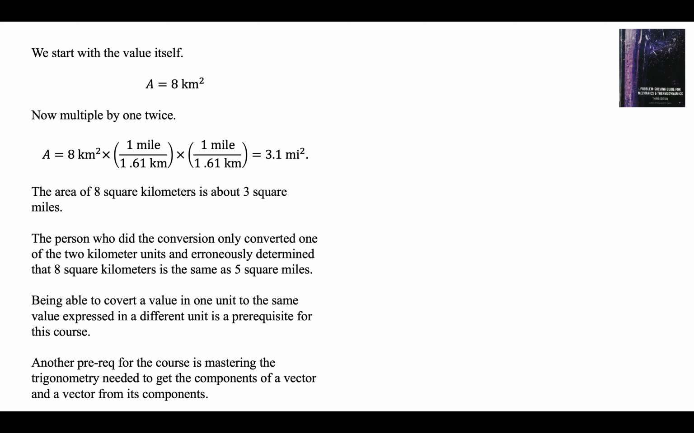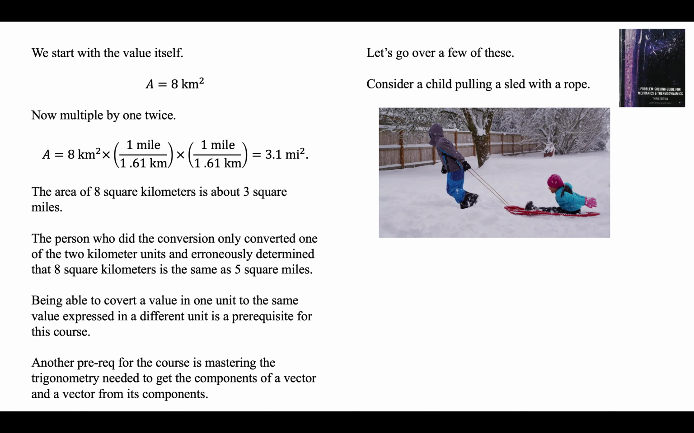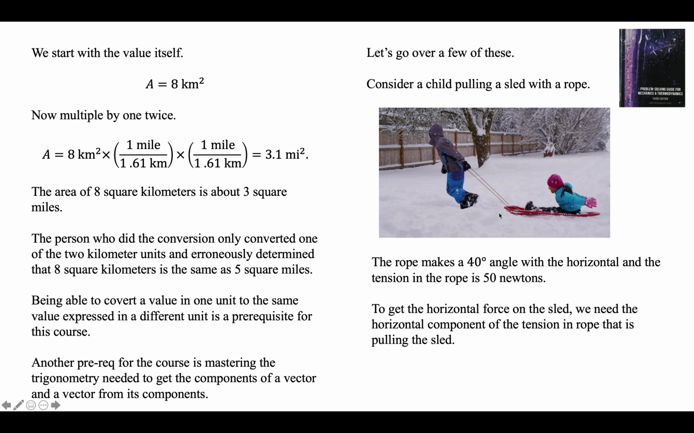Another prerequisite for the course is mastering the trigonometry needed to get the components of a vector and the vector from its components. So let's go over a few of these. A child is pulling a sled with the rope. Pulling up like that. The rope makes an angle of 40 degrees with the horizontal. The tension in the rope is 50 newtons. We want the horizontal component of the force on the sled because that's the thing that's pulling the sled, is the horizontal component.